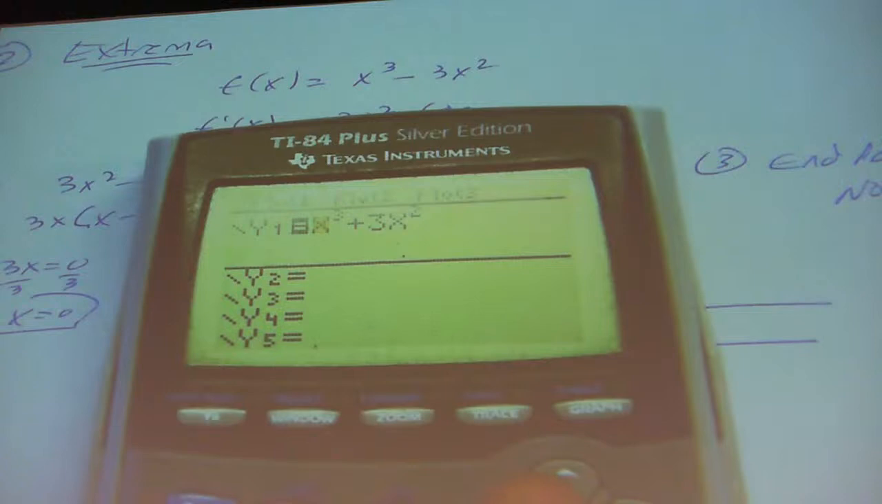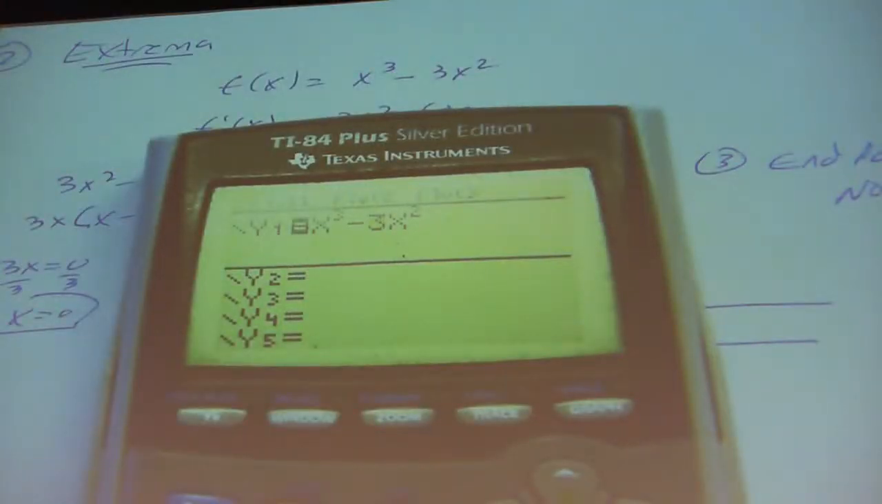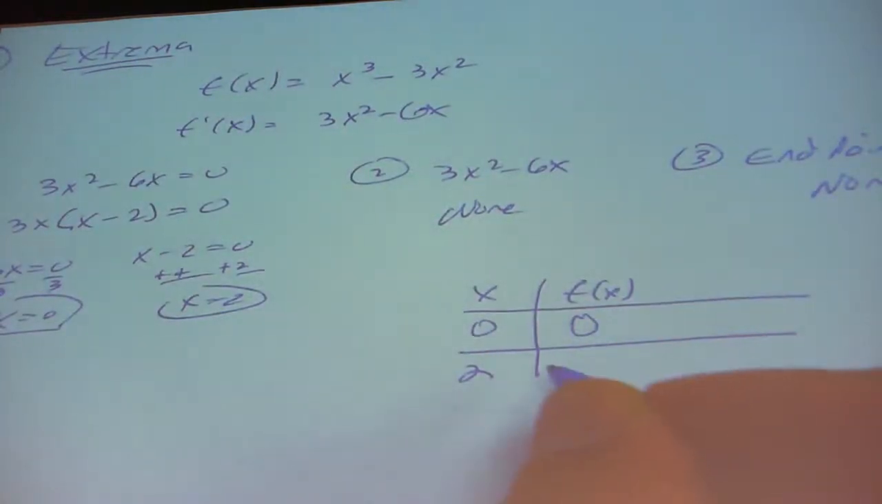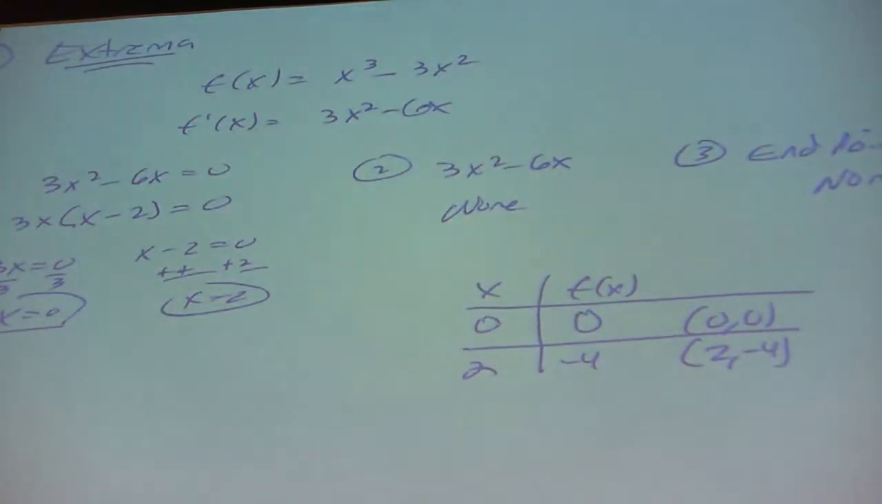So remember the original is x cubed minus 3x squared. So we plug in 0, we get 0. Plug in 2, we get negative 4. Now we need to find out, do we have a local max or local min there?